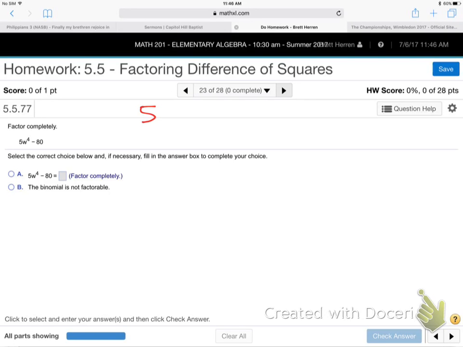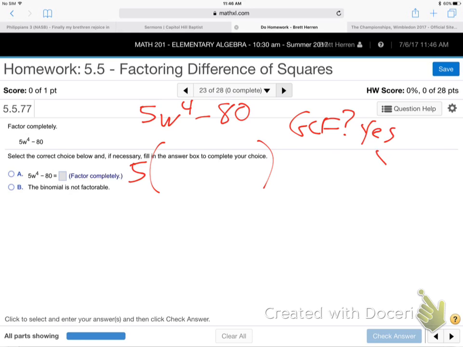So 5 W to the 4th minus 80. All right, let's try that one. All right? What's the GCF? 5. Put the 5 in the front and just do 1 parenthesis. We'll do 2 and even more than 2 in a minute. 1 parenthesis. GCF. Yes, 5.